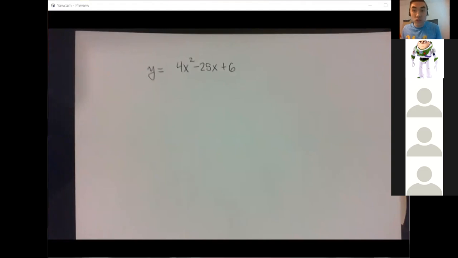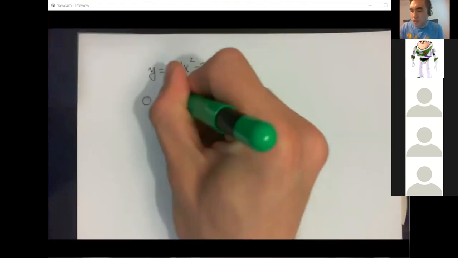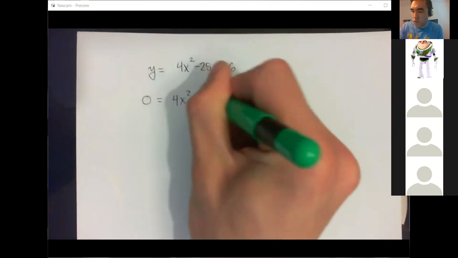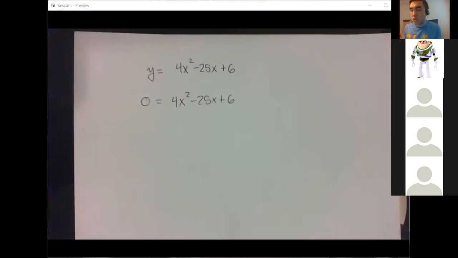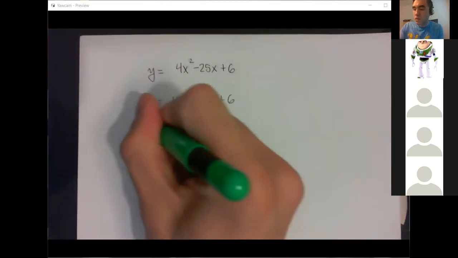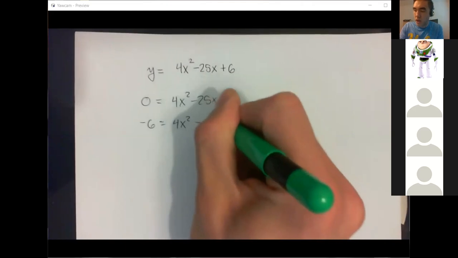Oh, you said it's equal to 0? This isn't equal to y? Yeah, it's equal to 0. Okay, it doesn't matter. The technique's exactly the same. 0 is equal to 4x squared minus 25x plus 6. So the first thing I'm going to do here is move that constant over. So this is going to be negative 6 is equal to 4x squared minus 25x.